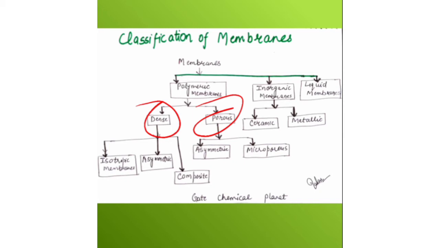Second category of membrane is the inorganic membranes. Inorganic membranes are of two types. First is the ceramic membrane and second is the metallic membrane. And then liquid membranes. Liquid membranes are further of two categories. We will discuss in later slides. Okay. So this is a very good classification of membrane, and this chart is very helpful for all of you for your exam preparation. We will discuss dense membrane, microporous membrane, and ceramic and metallic membrane in more detail in later topics.